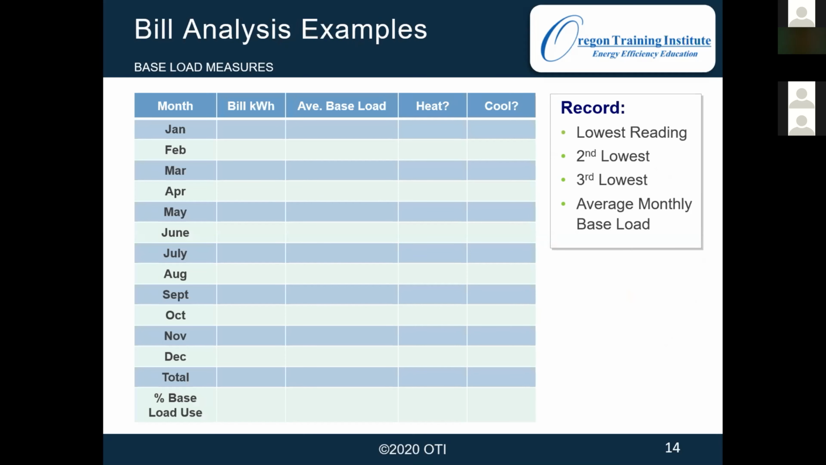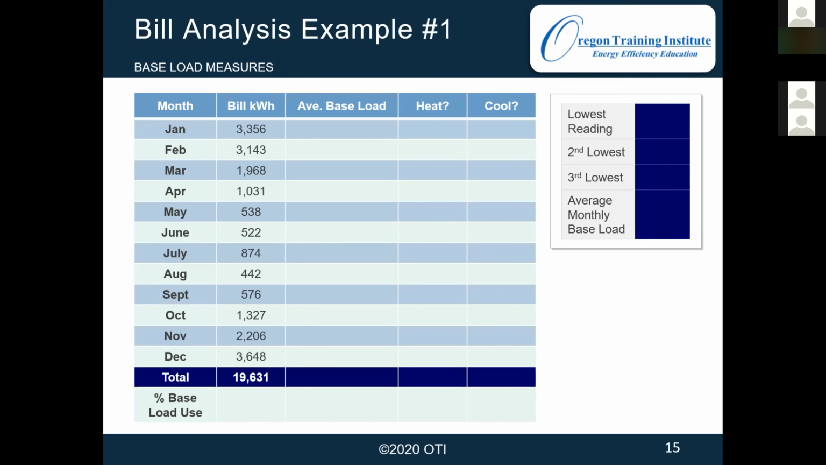So let's do a quick example here of their electric base load. We'll get their year's worth of utility bills. And so now we've got month by month and the total usage. To find the base load, we're just going to take the 3 lowest, the shoulder season months. We're going to add those up, divide by 3 to find the average. And that gives us roughly 500 a month.